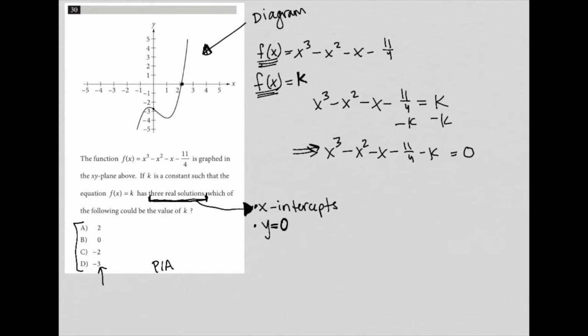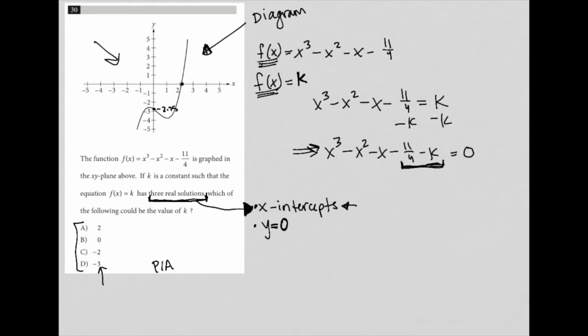Or, which I prefer because why did they give me this big graph in the first place if I'm not going to use it? Or I can think about it from a visual standpoint, which is the x-intercepts. So let's think about it visually. So this graph, I'm going to subtract k from the current y-intercept, so negative 11/4, which is here, right? So that's basically negative 2.75. If you throw negative 11/4 in your calculator, you'll see that that's negative 2.75.